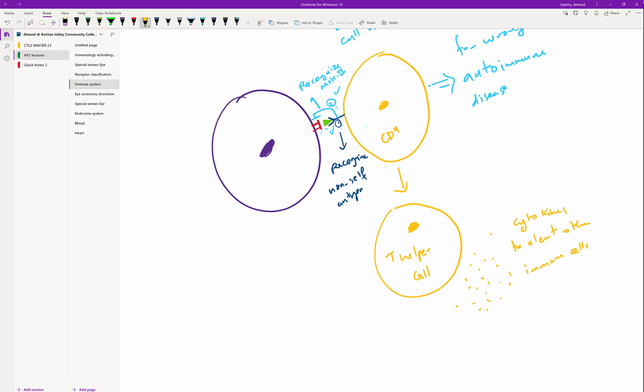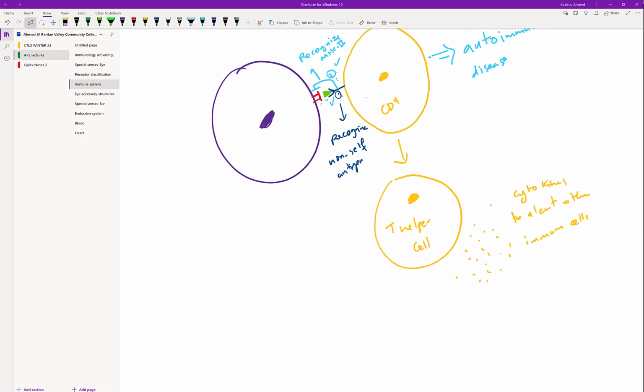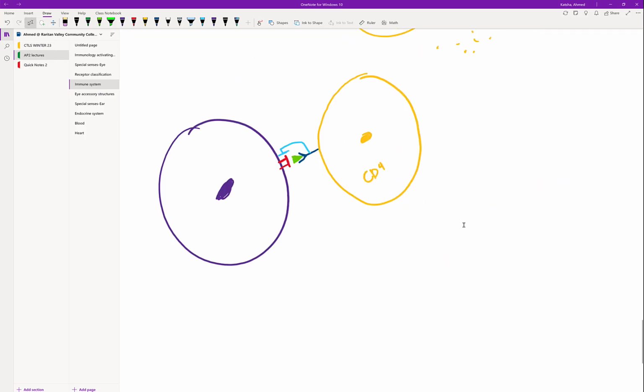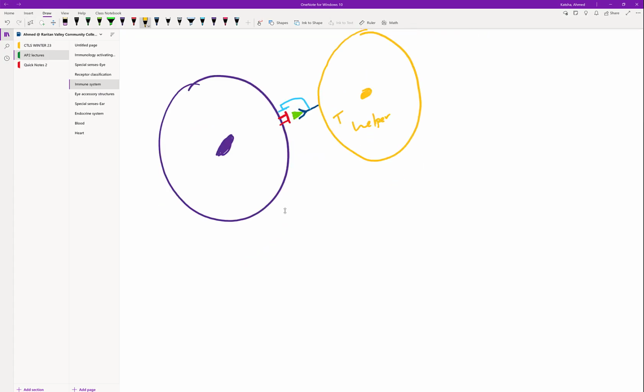Okay, so now we have the T helper cell. Now let's keep going and see how we activate the CD8 cell, the cytotoxic cell. We will use the same macrophage we have here. I'm just going to copy it and paste it. So now we have the CD4 cell. It got activated, so now it turned into a helper cell. We said this T helper cell will start to secrete cytokines to call other immune cells. What type of other immune cells? It's our CD8 cell. What do those cytokines say to the CD8 cell? Think of it like, come to check this.